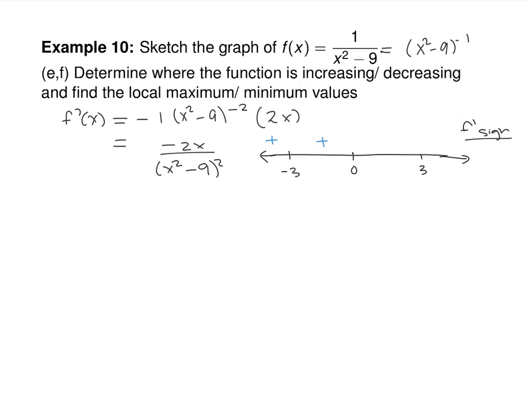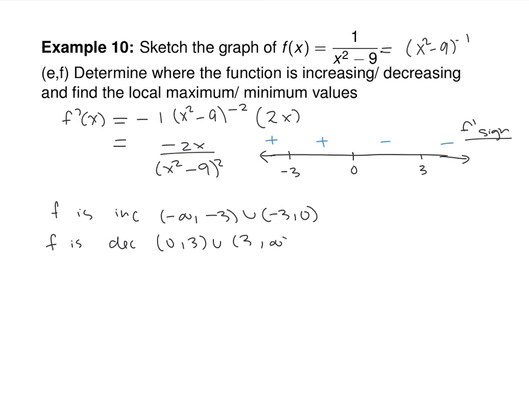And then I think we're going to get negative after that, right? Okay. And the number line is not enough. You have to tell me you can make the number line into intervals. So f is increasing on (-infinity, -3) union (-3, 0). F is decreasing on (0, 3) union (3, infinity).